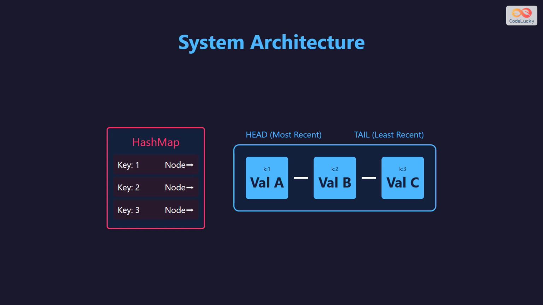Here is how it looks. The HashMap stores keys mapped to specific nodes in the linked list. The doubly linked list maintains the order of usage. The head represents the most recently used item, and the tail represents the least recently used item.